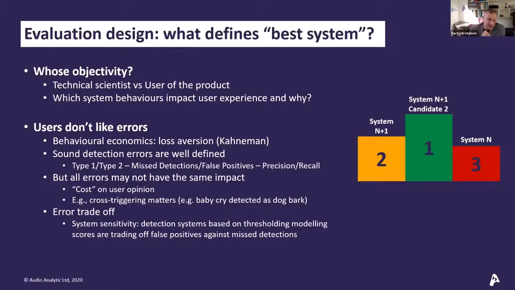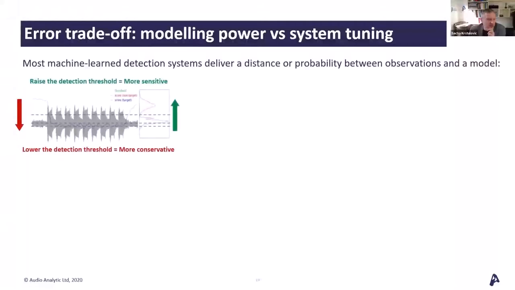Also for detection systems such as wake word detection or sound detection, you have a notion of system sensitivity and error trade-off. So detection systems which are based on a threshold, you can tune that threshold to make the system either more permissive or more sensitive, and that entails a trade-off between false positive and misdetection. Let me go into more detail about that in this particular slide.